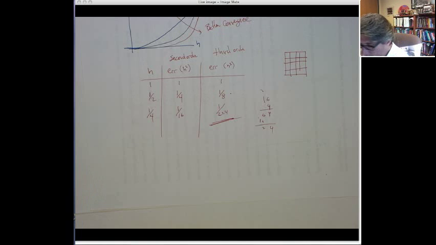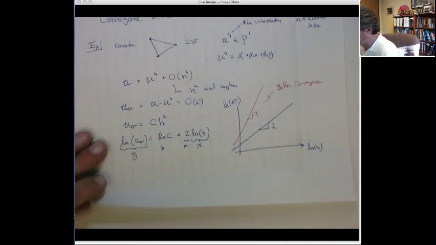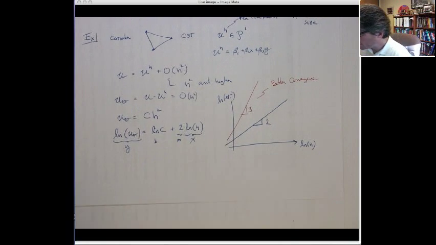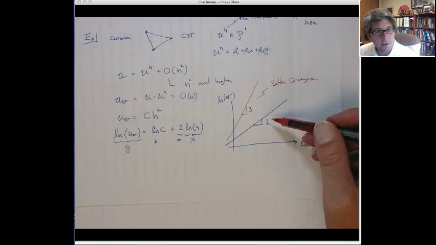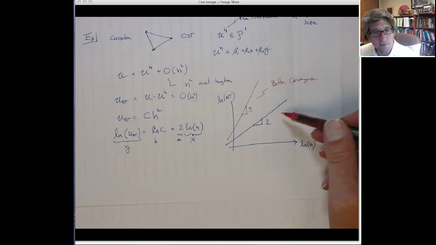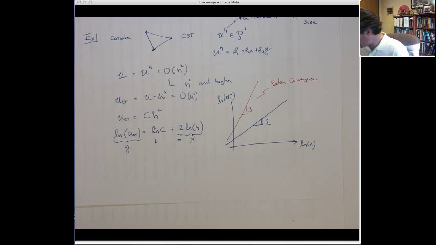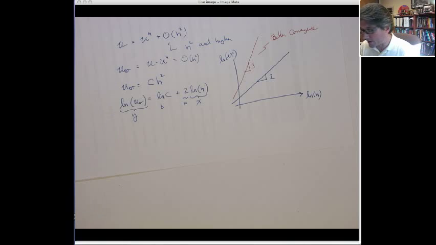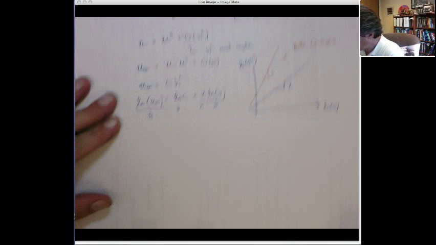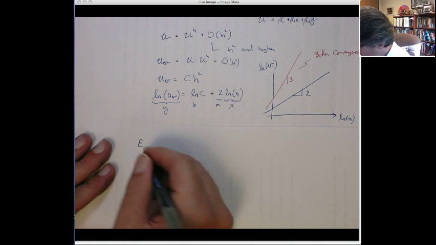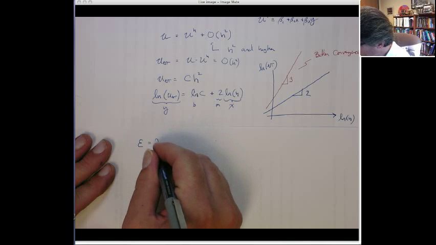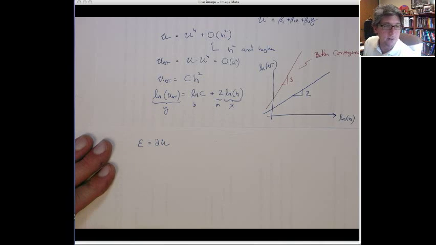Now let's go back to the results we did up here. So for the constant strain triangle, you can see that we get second order convergence in the displacement. All right. Now, what about the stress? Let's look at the stress. Well, the stress is proportional to the strain. So let's look at the error just in the strain, right? The strain is basically the derivative of the displacement field.